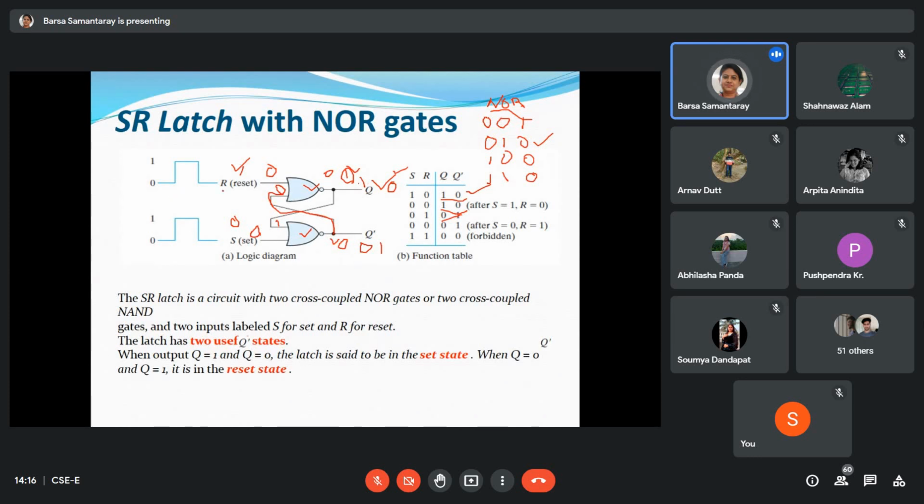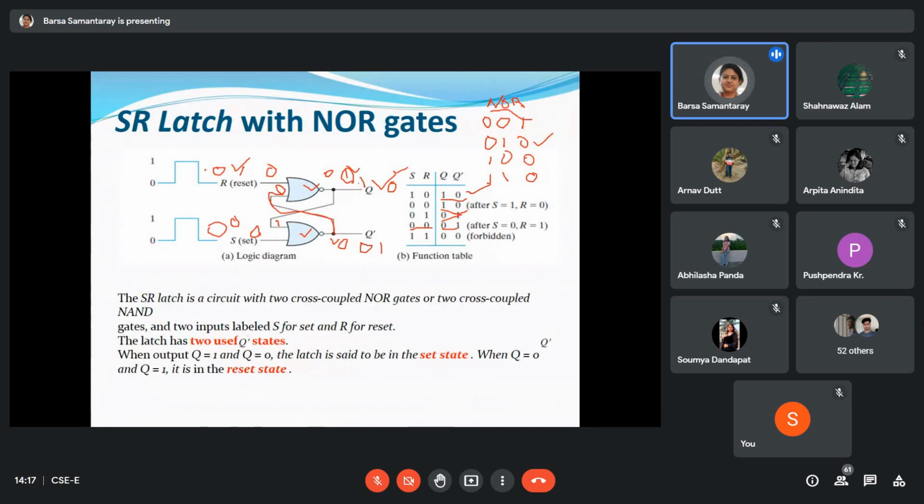With this condition my output is 0 1. If I change the reset value from 1 to 0, giving 0 0 again, what will come? You can check that. Again it will be 0 1. After 0 1, if I give 0 0, it stays 0 1. There is no change. Whatever the output value, if the input is 0 0, that value remains as it is. So the 0 0 condition is the memory concept.